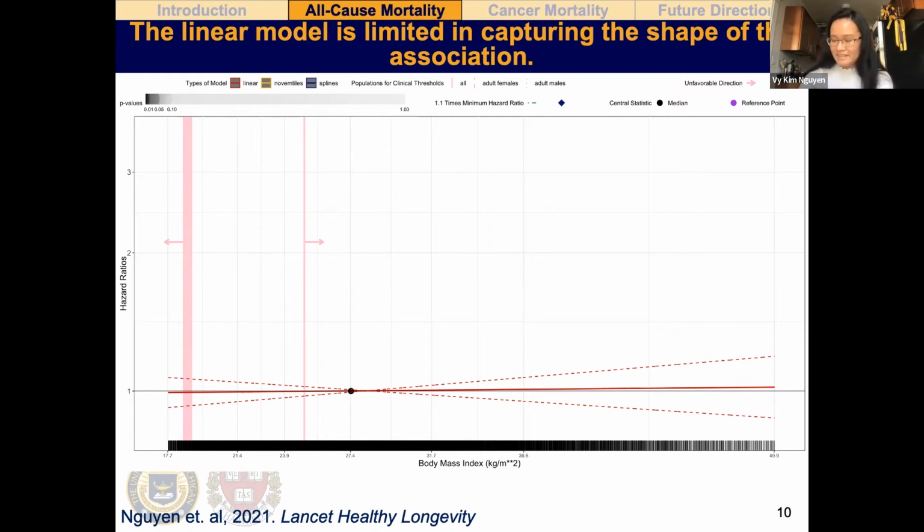This is nonsensical. We intuitively know that there are consequences when we eat too little or eat too much, or do not have enough skin, fat, all those necessary things to function. And so this right here shows a real-life example of how using a linear model could potentially be dangerous. This model is just really limited in capturing the shape, leading to a null association.